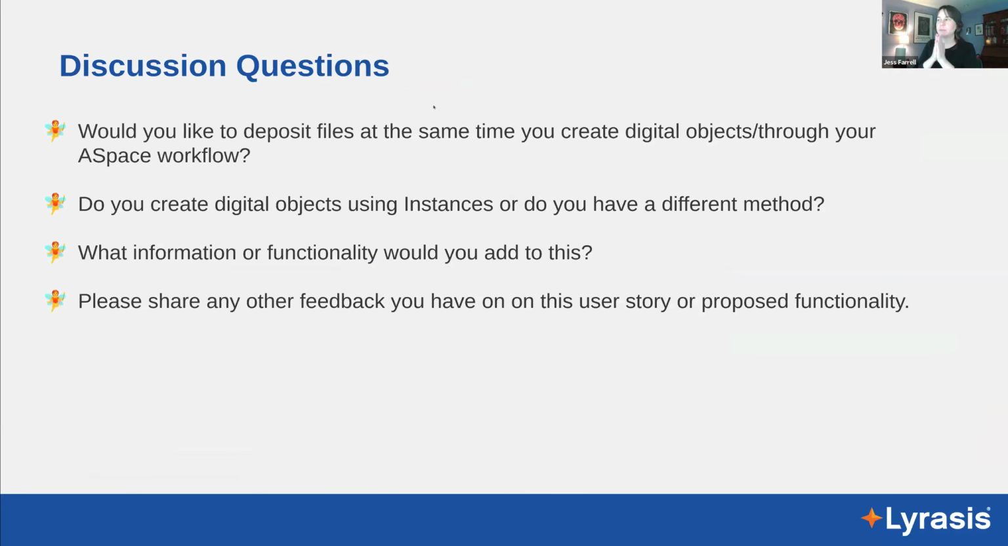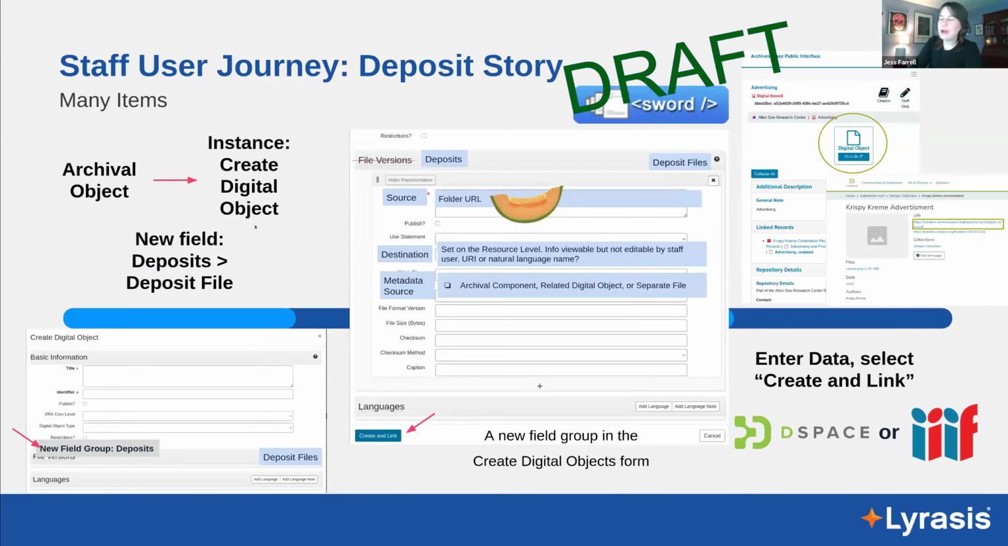Questions I have about this single deposit workflow: would you like to deposit files at the same time you create digital objects or through your ArchivesSpace workflow? Probably a question that seems very basic, but I just want to take the temperature on that. Would you also want to do it with just a single object? This is another question I have for archivists. As a former archivist, I rarely ever dealt with single objects at all. I always dealt in the bulk. So I'm really just curious to hear from you. Do you create digital objects using instances or a different method, which I believe I already asked earlier. So please give me all your feedback on that one.